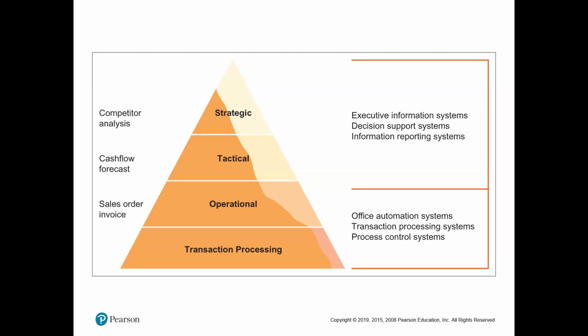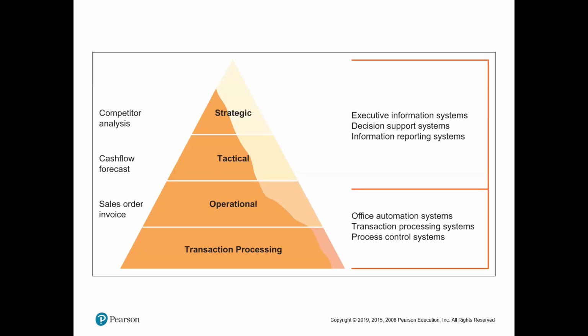So these are the systems that can be used to support these two levels, the strategic level and then the tactical level. The strategic deals with the executive information systems, and then the decision support system supports the tactical, and then also the information reporting or the information management system also support the tactical. And then when we come to the lower level, which is the operational, and then the transaction processing, which is together.